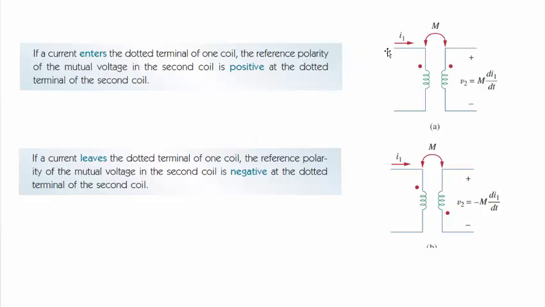If current enters, this is the dot convention that we're going to learn about. If current enters this way on this coil and I have it marked with the dots on the same side, then my coupling coefficient is positive. So V2 equals M di dt. If it's marked this way with opposite polarity, then my coupling coefficient will be negative.